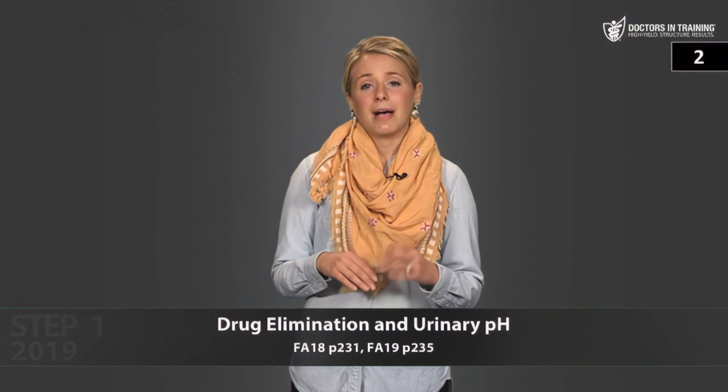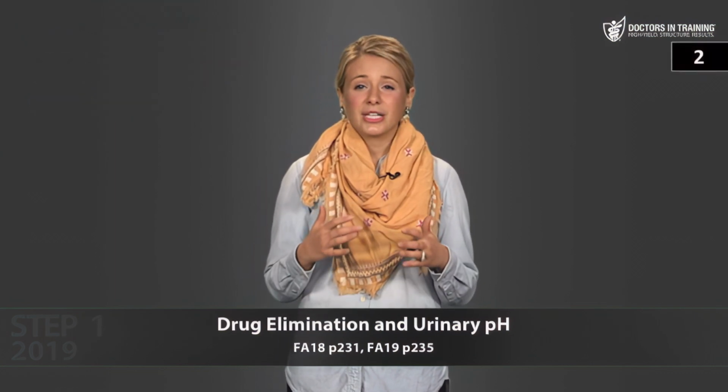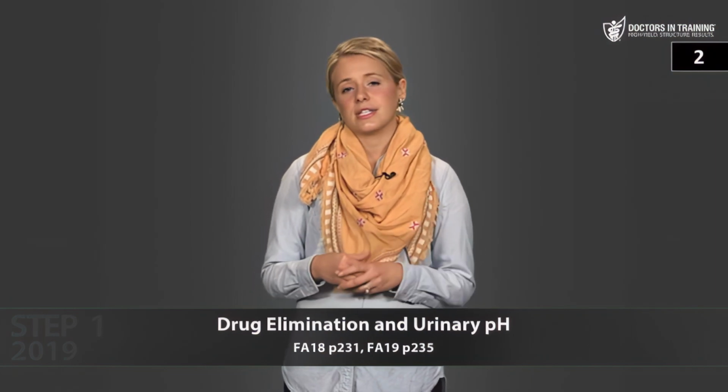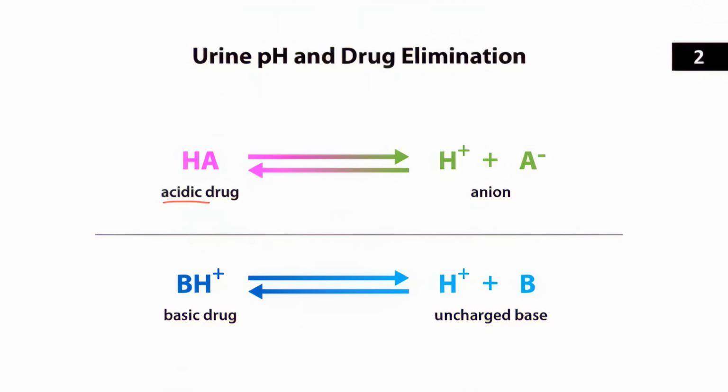So when we talk about ionic species, we're mainly talking about drugs that are weak acids and weak bases. Let's look at this in your study guide. Weak acids dissociate into hydrogen ions and an anion. Weak bases start out with a positive charge, and they dissociate into a hydrogen ion and an uncharged base. So pay attention to where the charged and uncharged forms are.